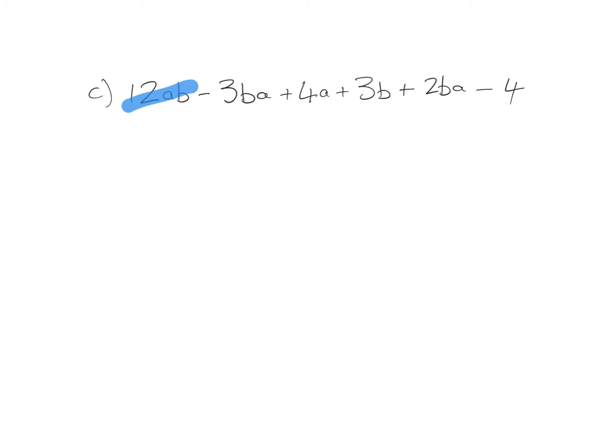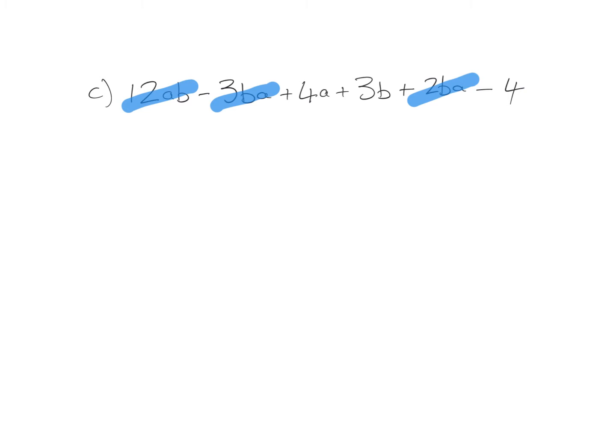It's going to be 12AB. Also 3BA can be written as 3AB. And finally we've got 2BA, and that can also be written as 2AB. The thing we've got to be careful of over here is the fact that there is a subtract sign over there and there's an addition sign over there.